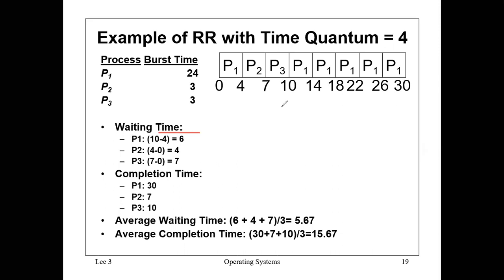Now, if I want to calculate the waiting time for P1, P1 first started at 0. This is the same example. Let me get another one, so that we can solve it.